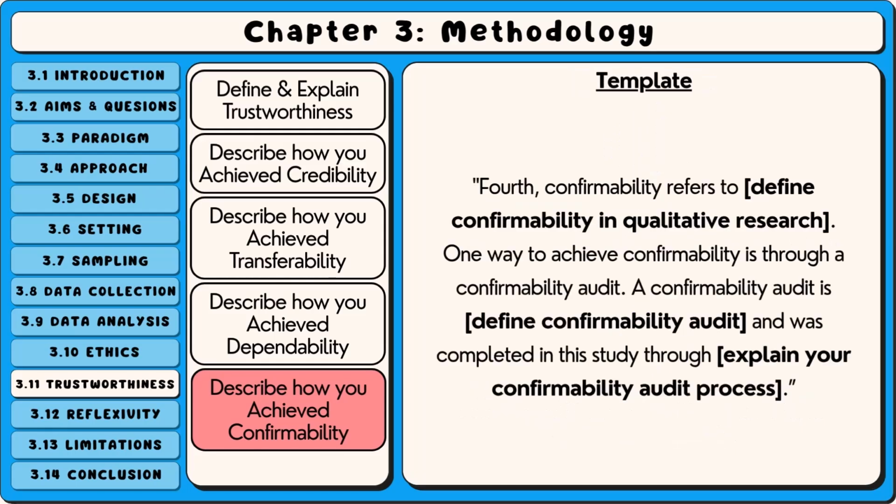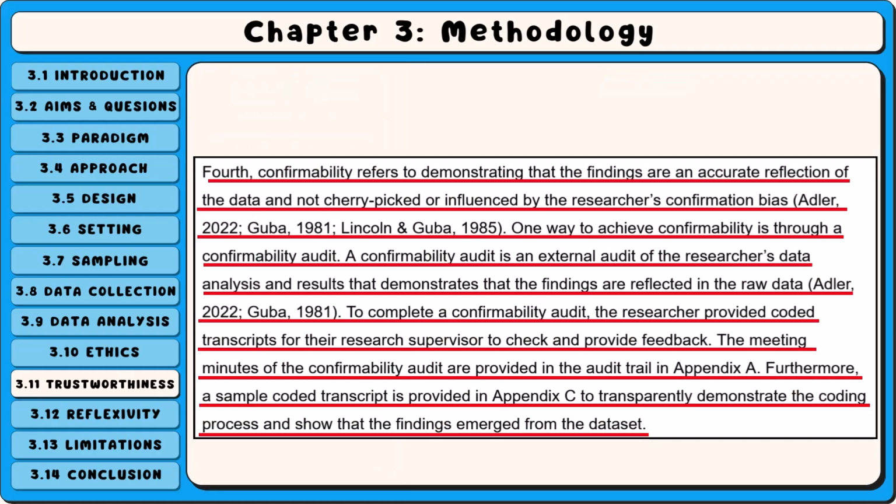Here's a template. Fourth, confirmability refers to, and define confirmability in qualitative research. One way to achieve confirmability is through a confirmability audit. The confirmability audit is, and then define what a confirmability audit is. Conclude with, and this was completed in the study through, and explain your confirmability audit process. Here's an example. It's quite long, so you can pause the screen and read it if you would like.